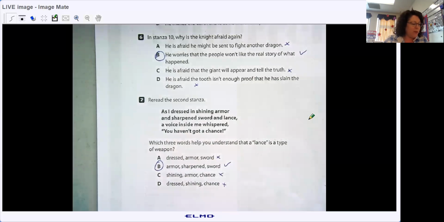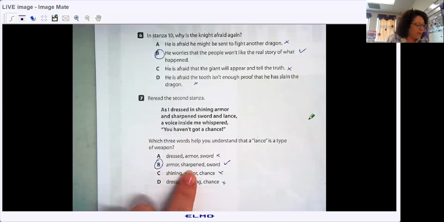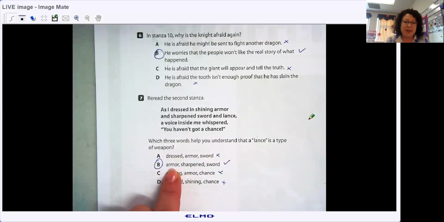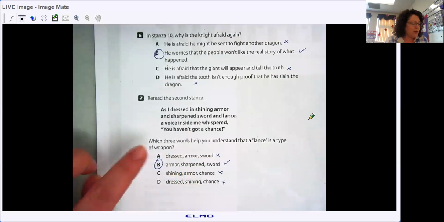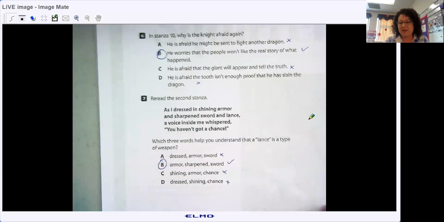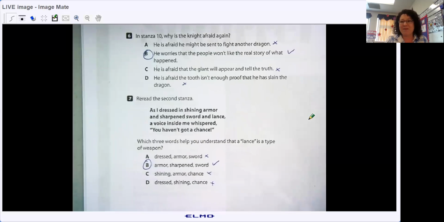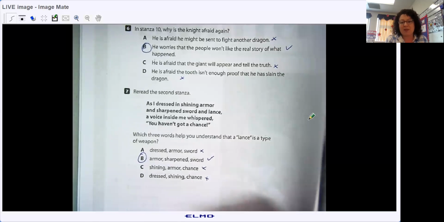Okay, so you always have to go back and reread them all because we weren't sure about armor, even though it does go with the weapons. So when we read the other answer choices, those were definitely no. So I know B is my correct answer. That was a fun poem, wasn't it? A lot of work with the questions, but the poem was fun.